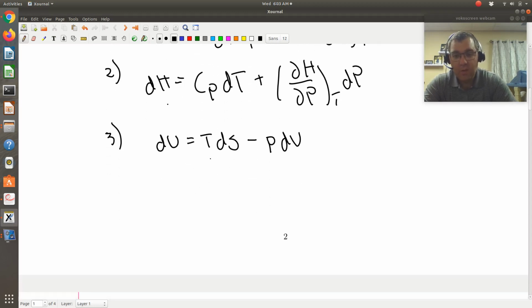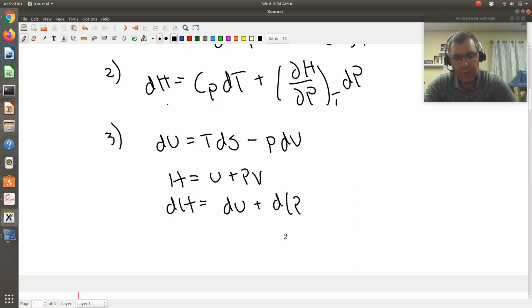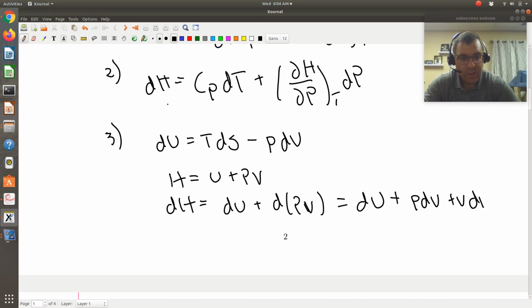Okay, so what we try and do in H is we try and switch the role of the conjugate variables P and V in the second term. So H is defined as being U plus PV, so that dH is equal to dU plus d(PV). And for d(PV), I apply the product rule, so this is dU plus PdV plus VdP.